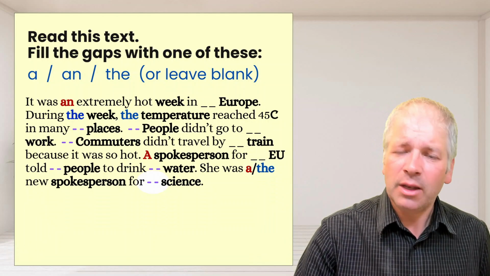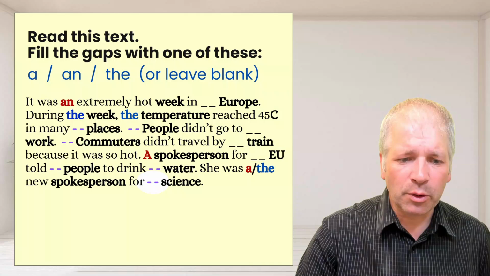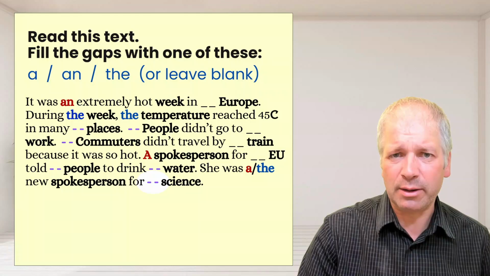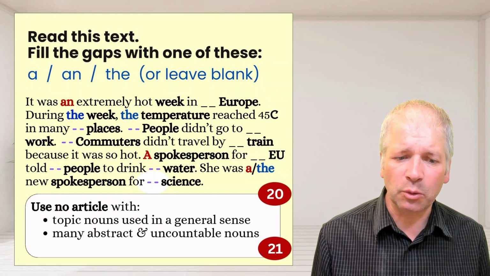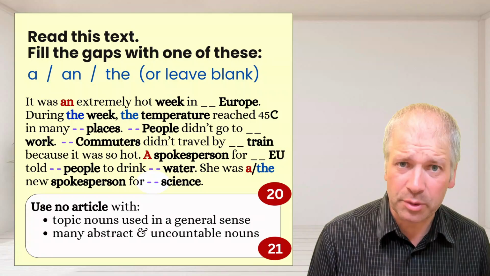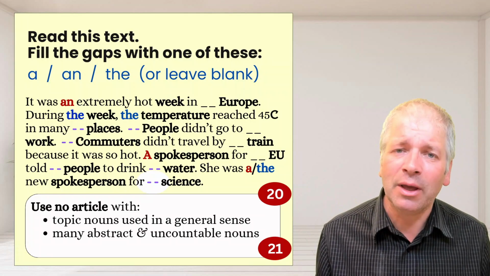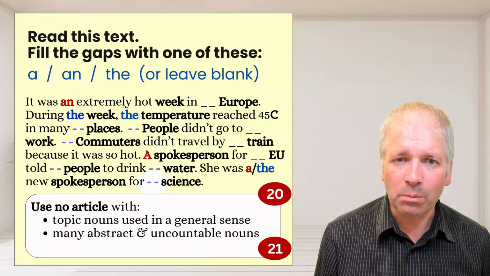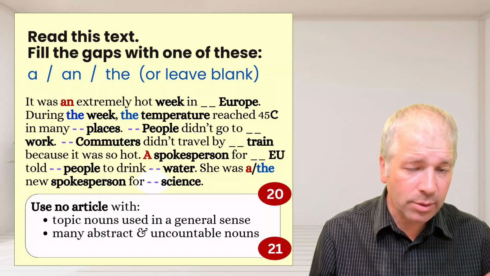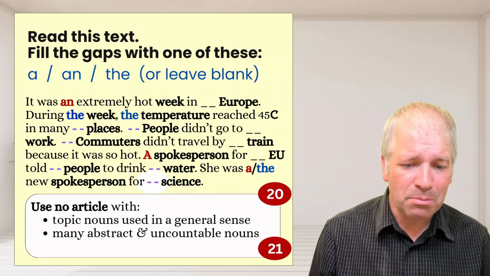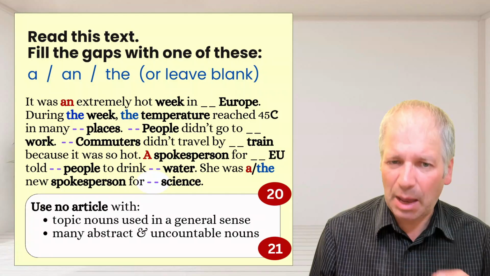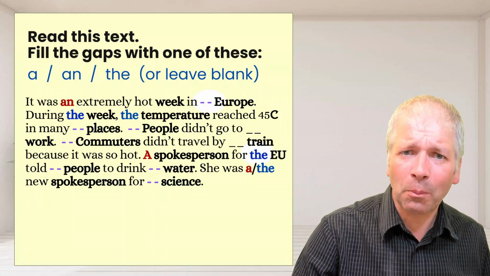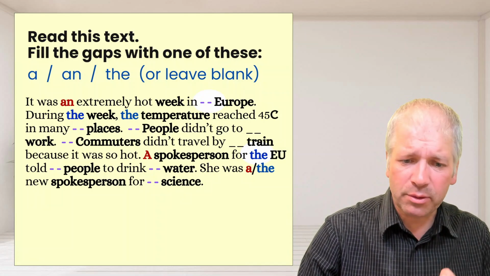Here's the next one. Now look at the final line. She was, let's say, a new spokesperson for science. No article before science. And that's because we use no article with topic nouns used in a general sense. And science is a topic noun. It includes all of the different aspects that make up science as a whole. So no article here. We also use no article in a similar fashion with many abstract nouns which are also uncountable.